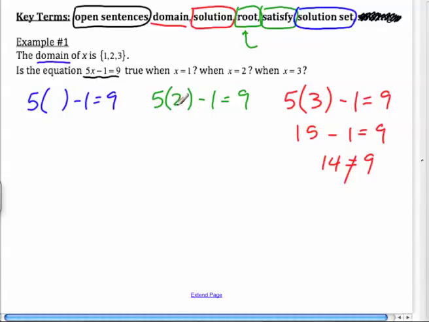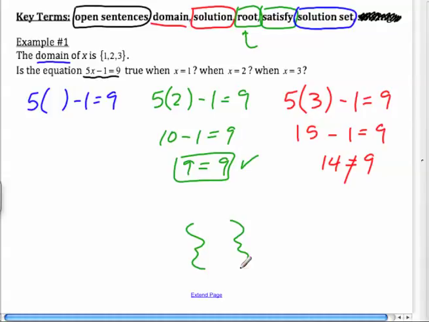All right. Let's do x equals 2. So 10 minus 1 equals 9. Look at that. 9 equals 9. That's good. If I were writing this with braces, and then the Smartboard messed up, I could put 2 in there because it does work.